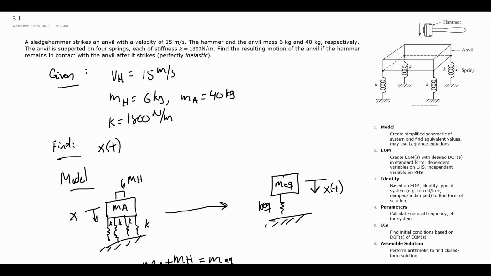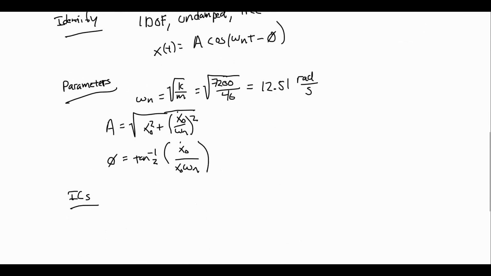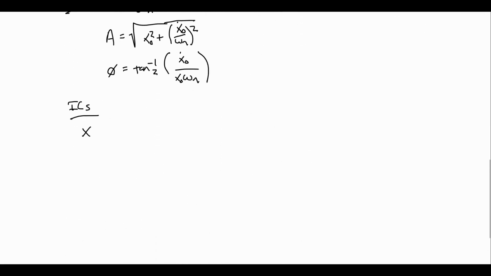Before the timer starts, the hammer and the anvil are separate, and then they connect the instant the timer starts at 0. So the anvil is at rest before time is 0. The hammer is right before it strikes the anvil, traveling at that 15 meters per second, and then they are stuck together. Since they are stuck together and it's a perfectly inelastic collision, we can figure out the velocity of the hammer-anvil system right when the time begins by applying a perfectly inelastic collision between the hammer and the anvil. So this is how we're going to find our initial velocity first.